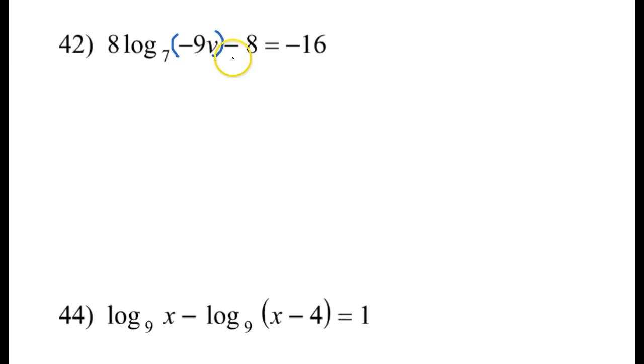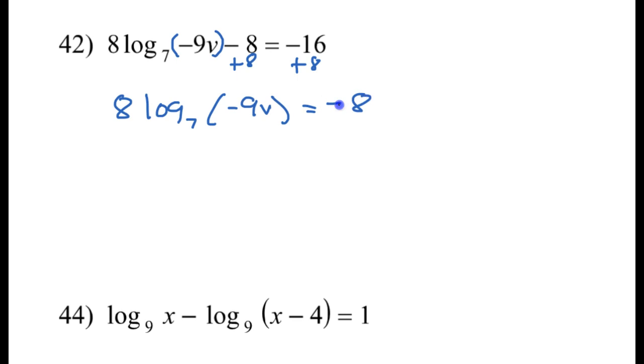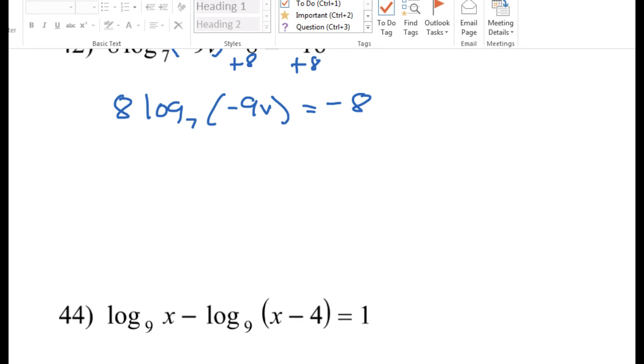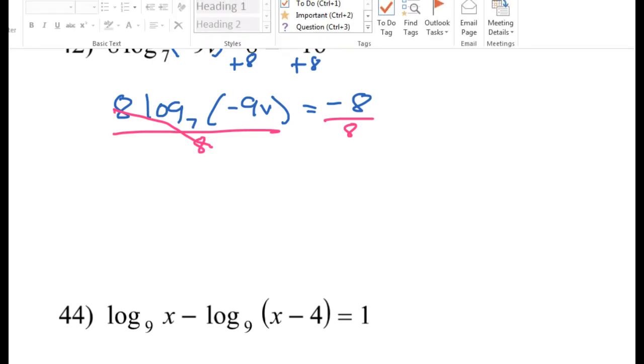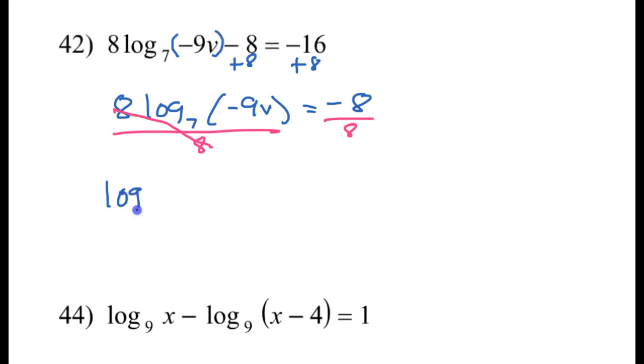Our first step will be to add 8 to both sides. So that's going to give us 8 log base 7 of negative 9v is equal to negative 8. More algebra 1 steps. Now I'm going to divide both sides by 8. So these 8s cancel each other out, and that's going to leave me with log base 7 of negative 9v is equal to negative 1. That's the end of the algebra 1 part.